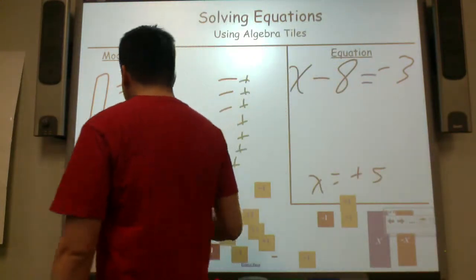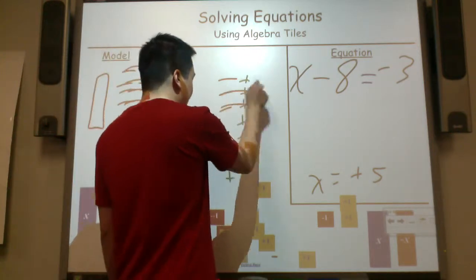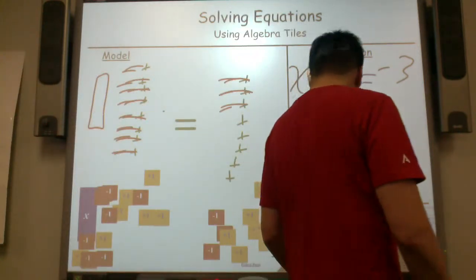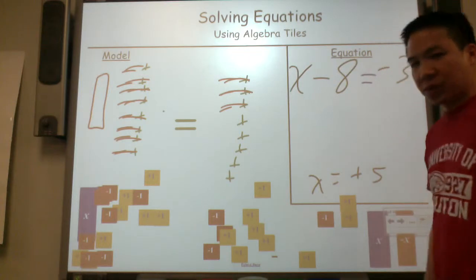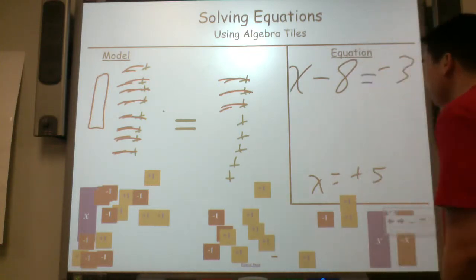So what happens when you put a negative and a positive together? Cancel, cancel, cancel. What do you have left? X equals positive 5. But what if you don't want to do algebra tiles and you don't want to draw it? Can we still solve it? Of course you can.